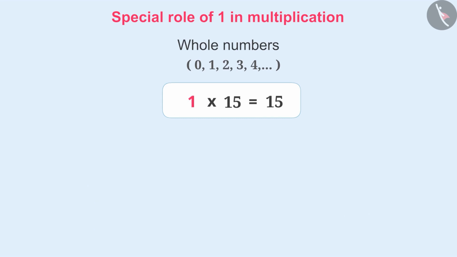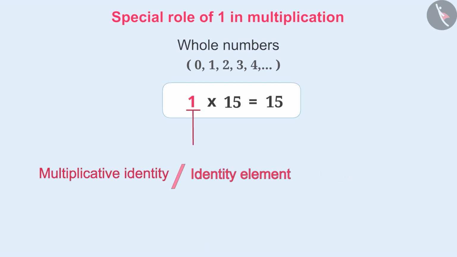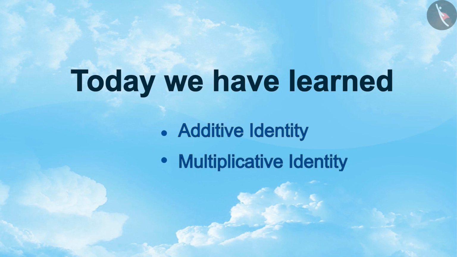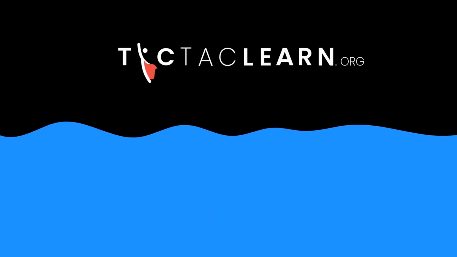Since any number multiplied by 1 gives the same whole number, 1 is called an identity for multiplication of whole numbers. 1 is the multiplicative identity, or even called an identity element, or simply identity. Today we have learned about additive identity and multiplicative identity of whole numbers. In the next video, we will see some examples to understand this in a better way.